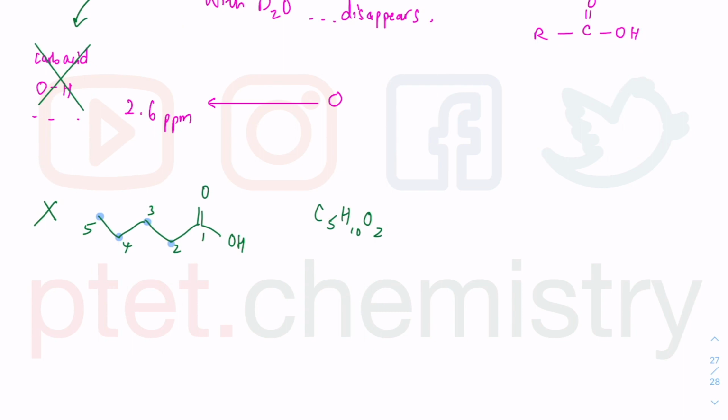I can be a little bit cleverer because I see there's a doublet and a doublet. What does a doublet actually mean? A doublet means I have 1 neighboring proton.